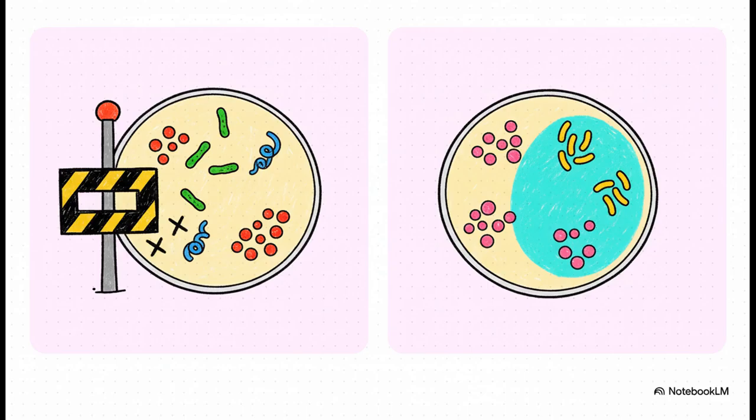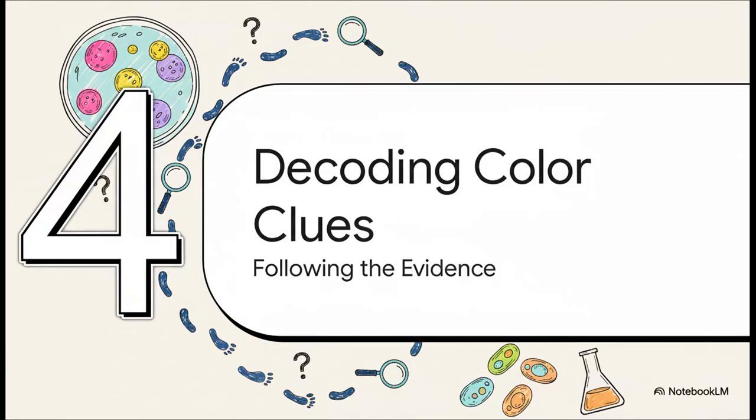Differential media, on the other hand, is more like an indicator. It lets lots of things grow, but it makes them look different based on what they're doing chemically. And here's the kicker. Many of our most powerful agars are actually both. And this is where the real detective work kicks in.